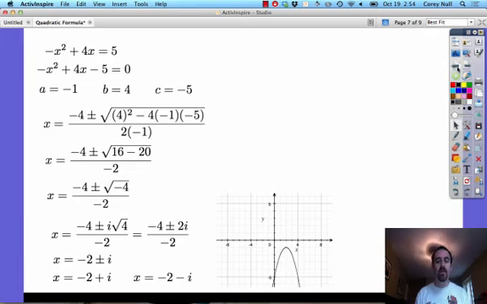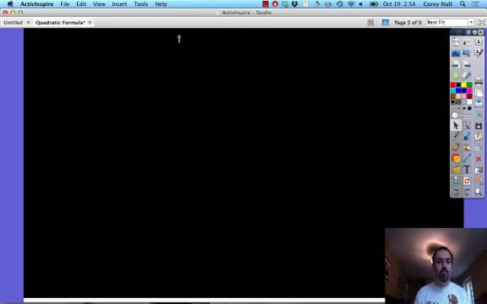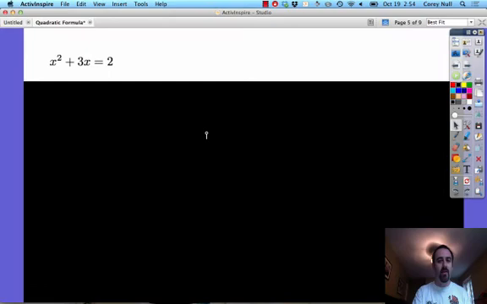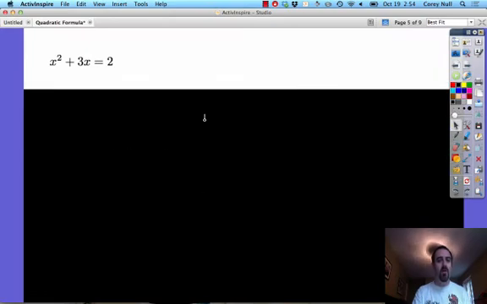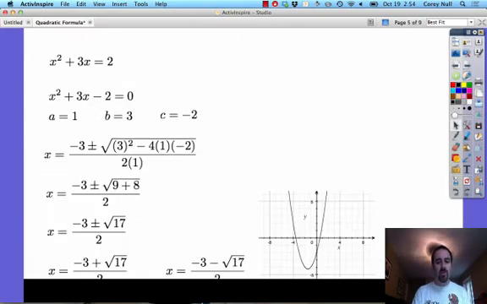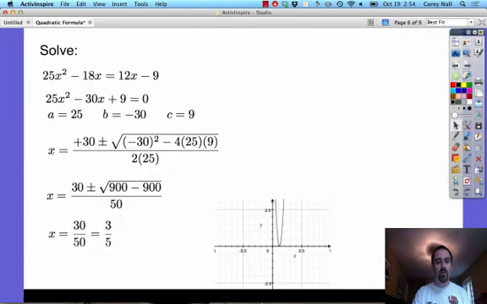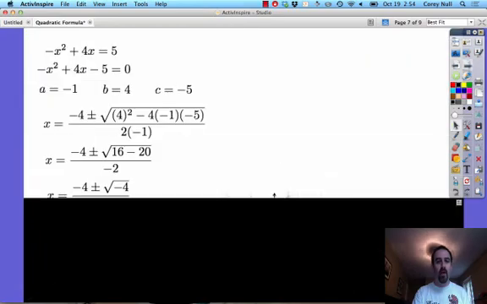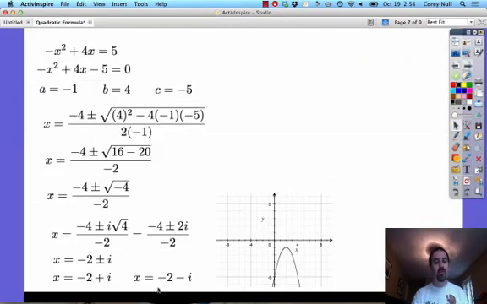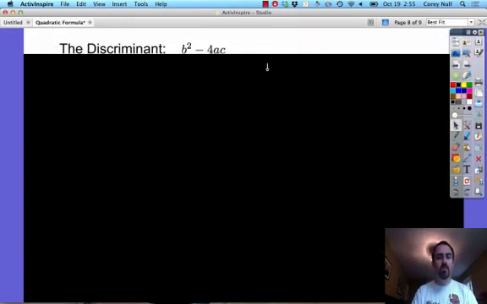Okay, so we have three basic kinds of problems. We have the situation where we had two real solutions, the situation where we had one real solution, and the situation where we had two imaginary solutions, or no real solutions. Okay, so let's try to quantify that a little bit. Let's try to make that into a statement.